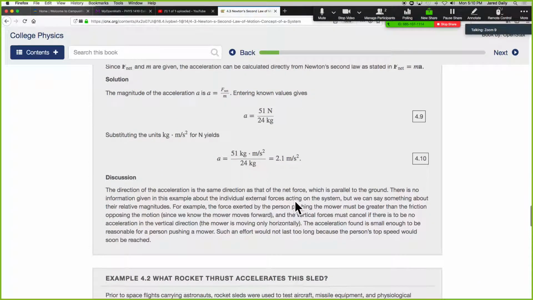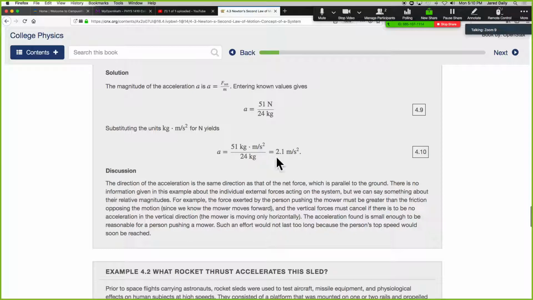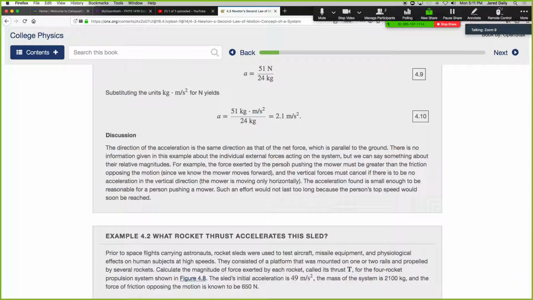And what that means is that if he keeps pushing with this amount of force, after 1 second, if he starts from rest, he'll be going 2.1 meters per second. After 2 seconds, he'll be going 4.1 meters per second. And then he'll be going too fast to push a lawnmower at that point. In fact, even 2.1 meters per second is pretty fast for a lawnmower. You'd be running, but at 4.1, you'll be really running.